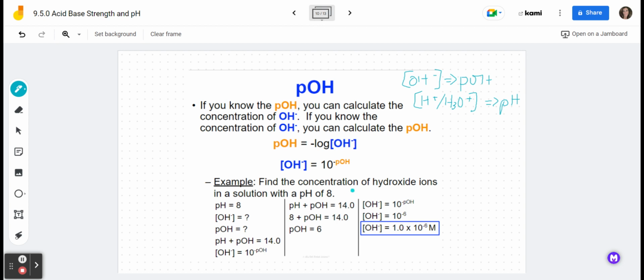What if they want the concentration of hydroxide ions, but they give you the pH? Well, subtract it first to get the pOH. The pOH would be 6, since that's the difference between 14 and 8. And then you would hit inverse log of -6. Sorry. And then you would get 1 times 10 to the -6.